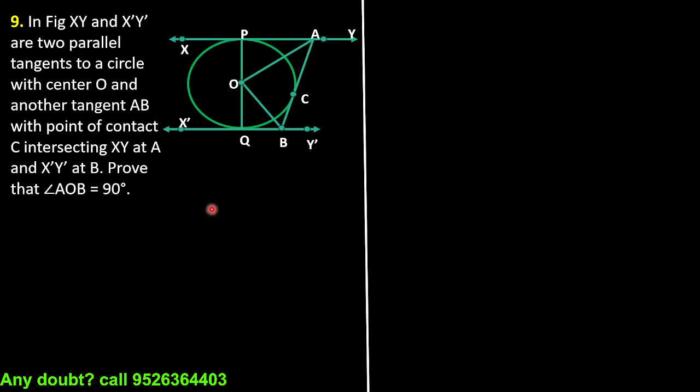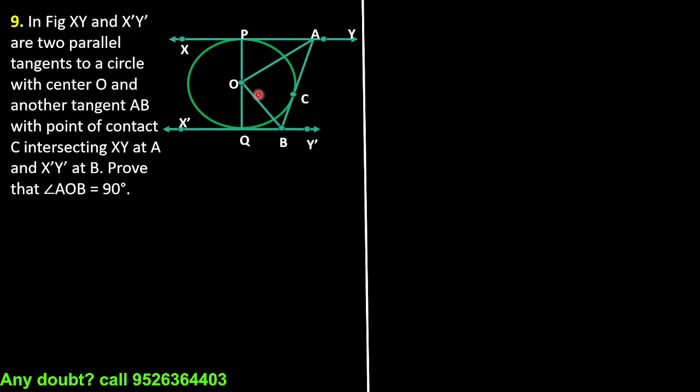Next question is, in the given figure, XY and X'Y' are two parallel tangents to a circle with the center at O, and another tangent AB with the point of contact C intersecting XY at A and X'Y' at B. Prove that angle AOB equals 90 degrees. This angle is 90 degrees. We have to prove it.